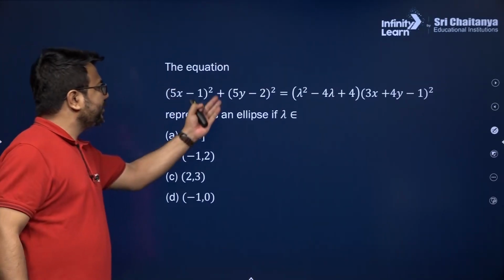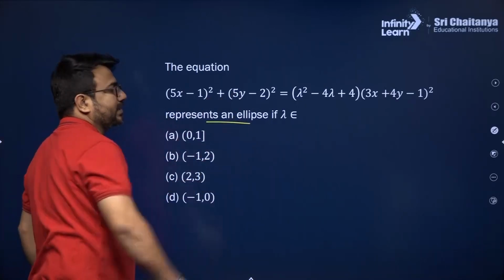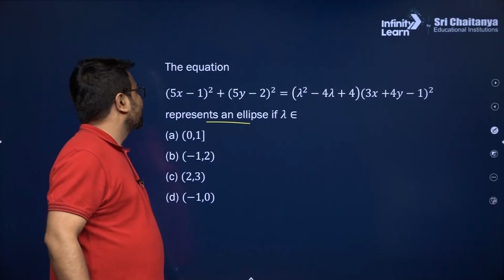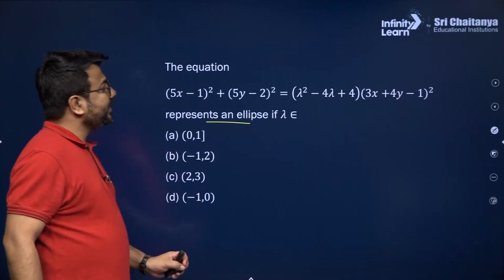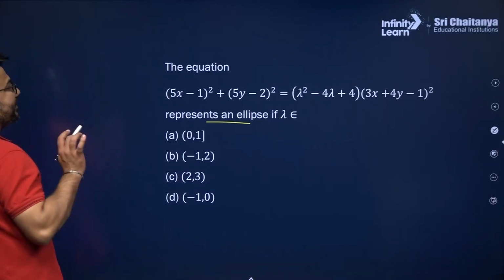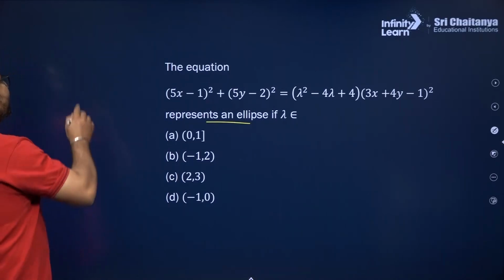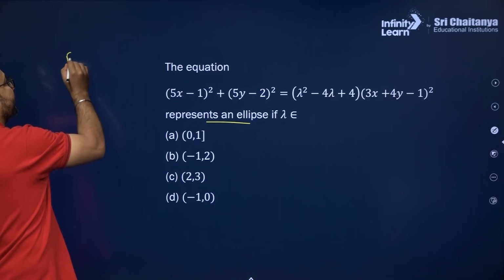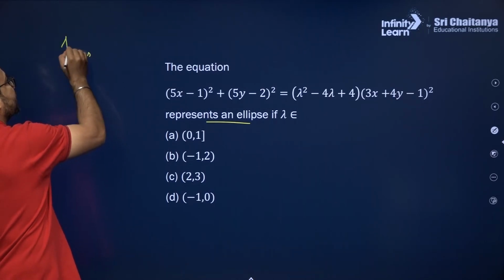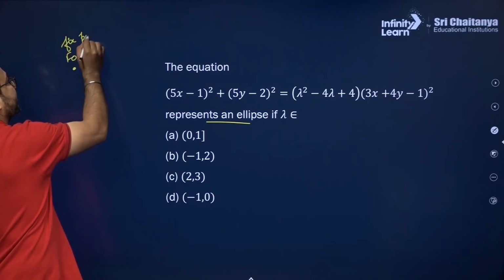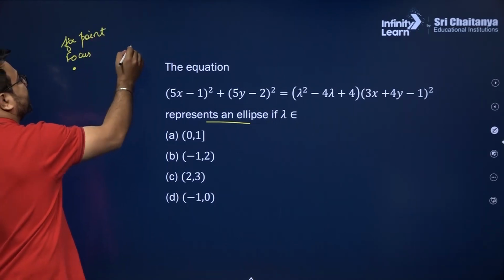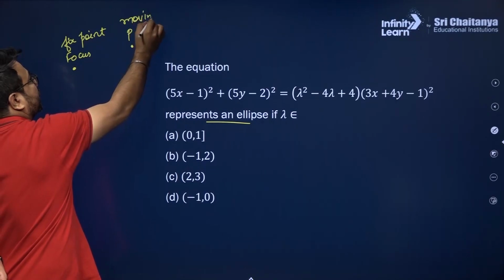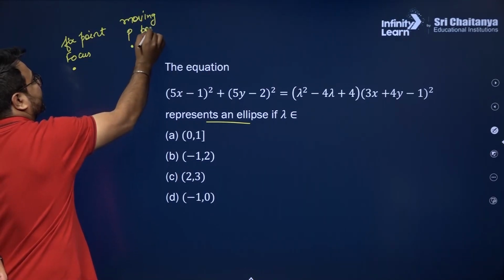Here, a particular equation represents an ellipse. Then we need to determine the value of lambda. So how will I be able to do this question? Basically, in case of an ellipse, first of all, suppose there is a fixed point and that is a focus. Focus is a fixed point. Now P is a moving point.